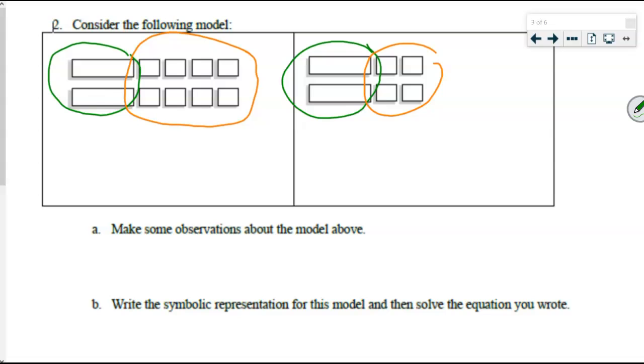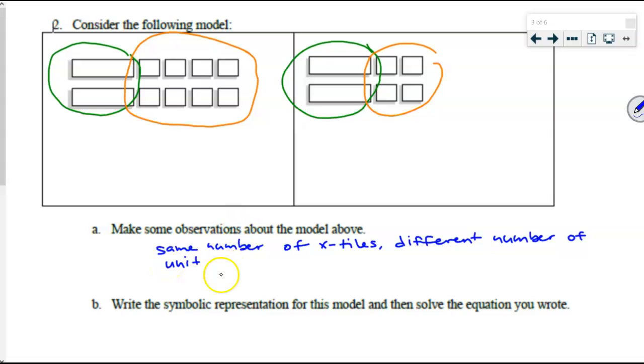Let's write the symbolic representation. Actually, you know what? Let's write that observation down. Same number of x tiles. Are there any other observations before I move on to the symbolic representation? Any other things that you noticed?